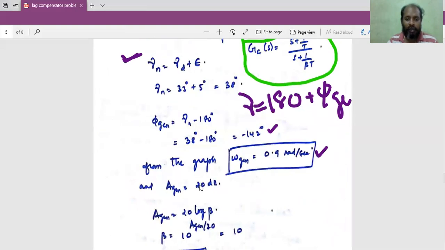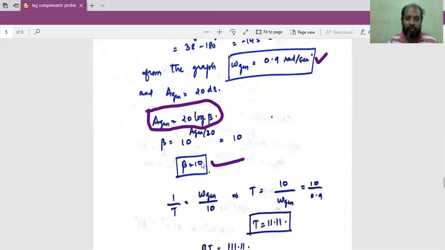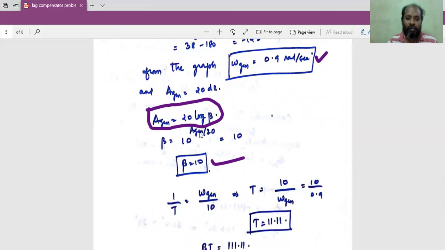So the AGCN, these are all from the graph. AGCN value corresponding to this value 0.9 is 20 decibels. You have a formula, AGCN is equal to 20 log of beta, finding out the beta which is unknown. AGCN is known, beta is unknown, so you get beta is equal to 10 using this. Take anti-log on both sides, so you'll get 10 power AGCN by 20, so 10 power 1, 20 gets cancelled, so 10 power 1 is 10.